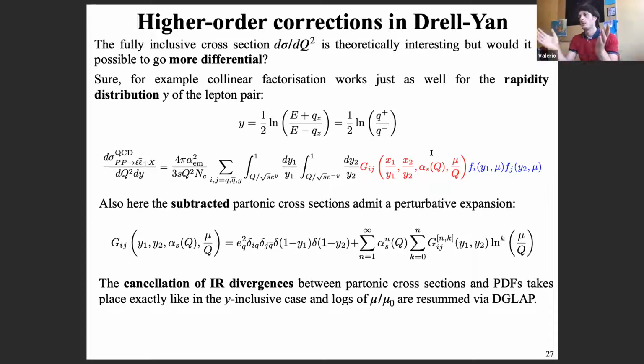If you do that, collinear factorization works just as well as in the rapidity-inclusive case, and you end up with a factorized formula that looks like this. Again, you have the normalized PDFs and a subtracted partonic cross-section that is now a little more complicated, but also obeys a perturbative expansion that looks like this. Here again you have the leading order that allows us to recover the parton model. Remarkably, also in this case, the cancellation of the infrared divergences between PDFs and partonic cross-sections takes place. And so one can use this formula to compute the Drell-Yan cross-section differential in rapidity.